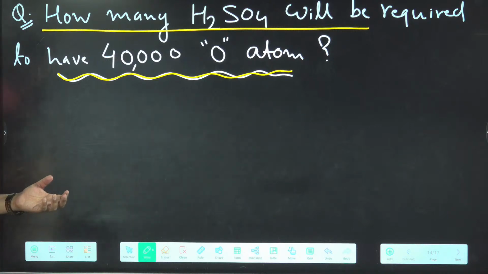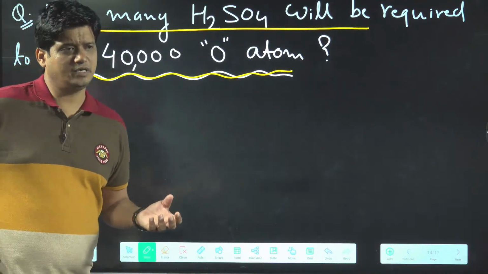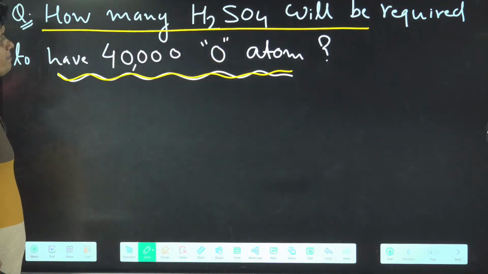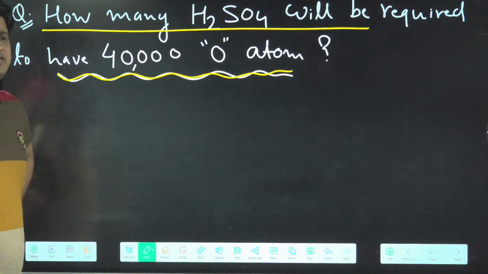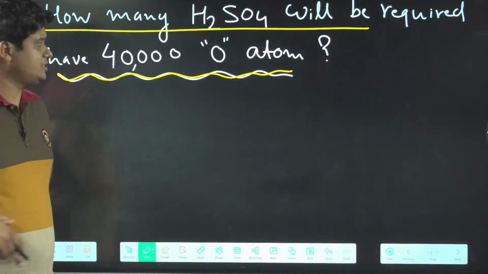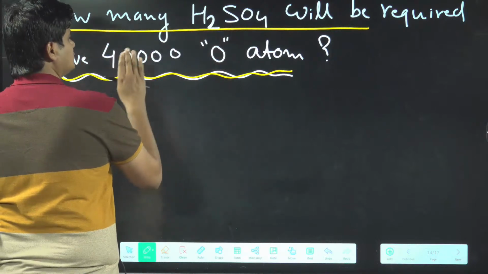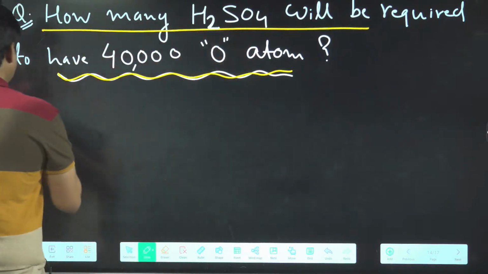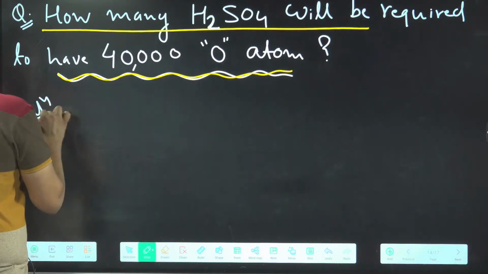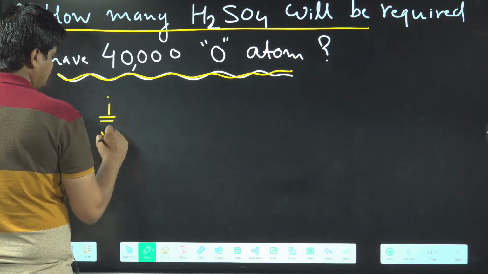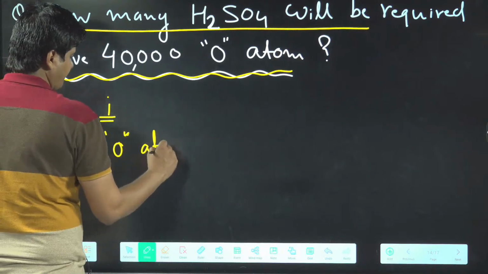Okay, all are saying right. Initial is what is given to you. And in this, what is given to you? 40,000 oxygen atoms. Means, while solving this problem, our initial point is the oxygen atom.